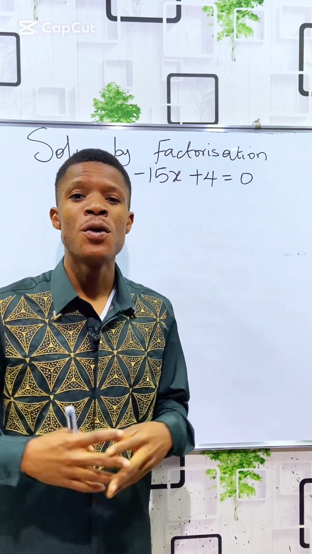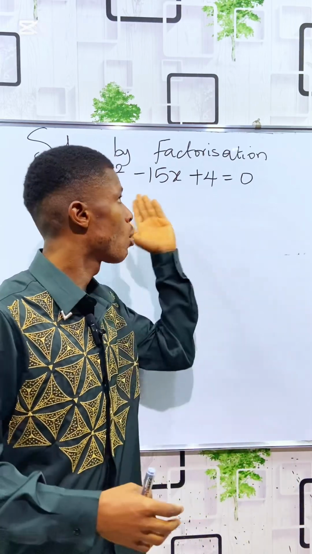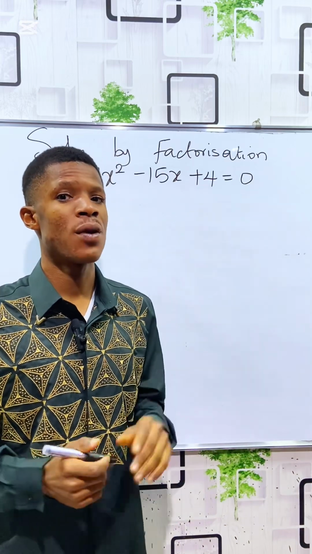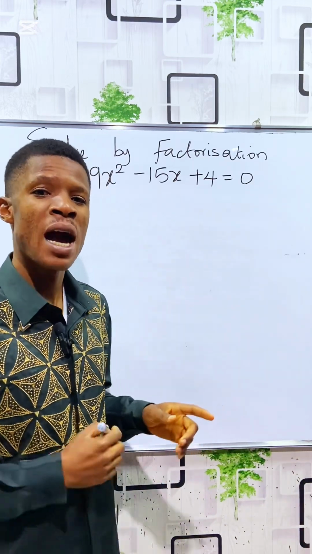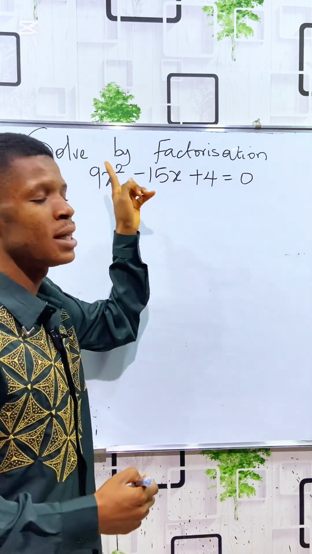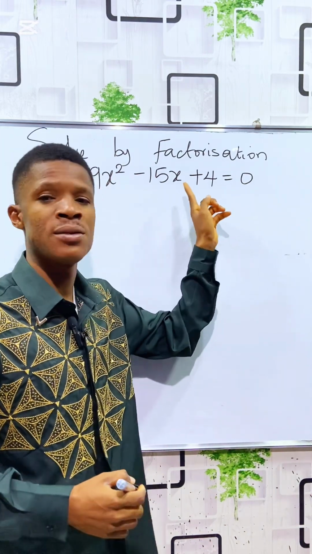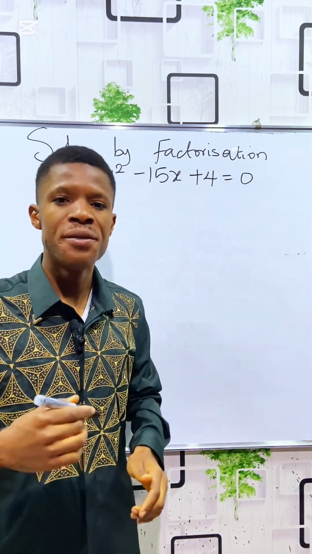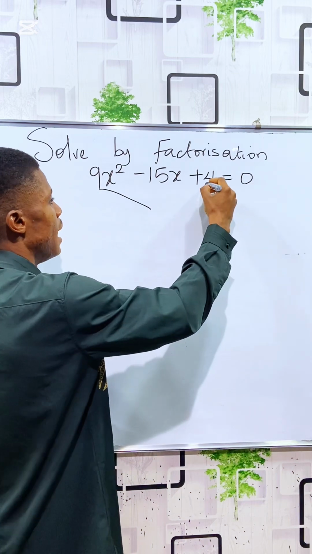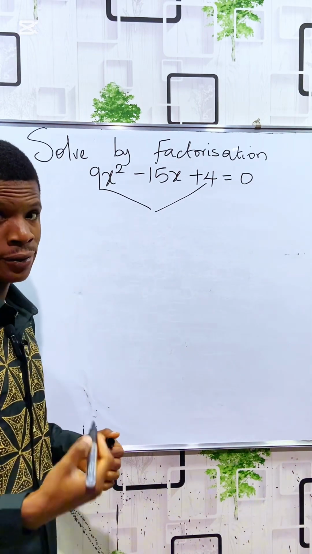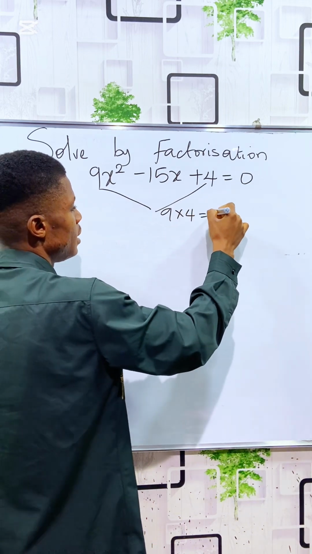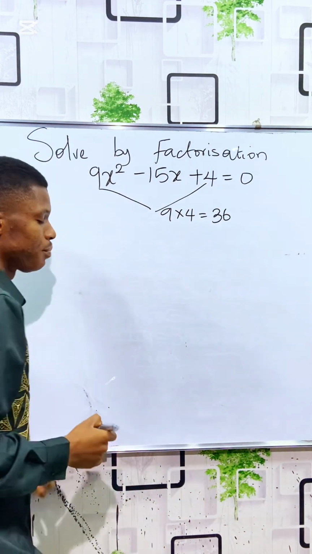In this video, you are going to learn how to solve a quadratic equation in one of the easiest ways, which is the factorization method. Here we have the leading coefficient to be 9. So we have 9x squared minus 15x plus 4 equals 0. The first thing we do is multiply the leading coefficient and the last term. The leading coefficient is 9 and the last term is 4. The answer is what? 36.